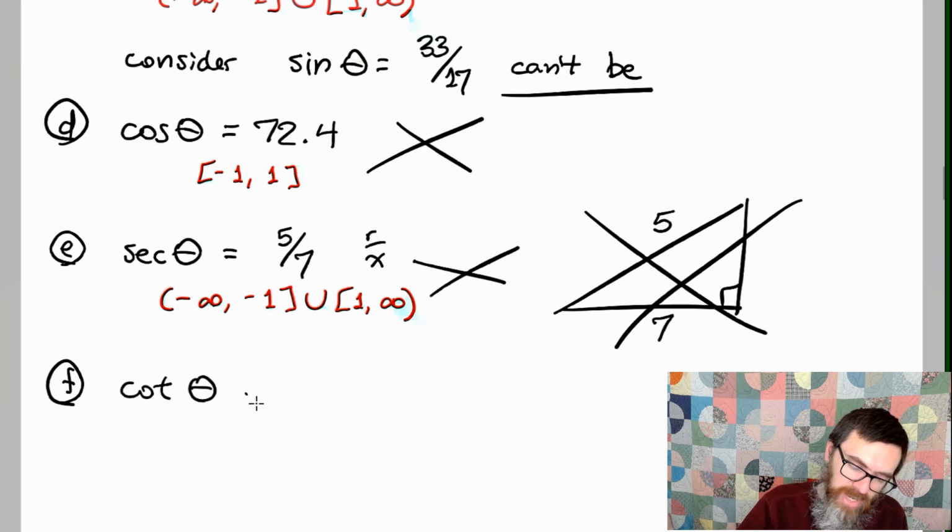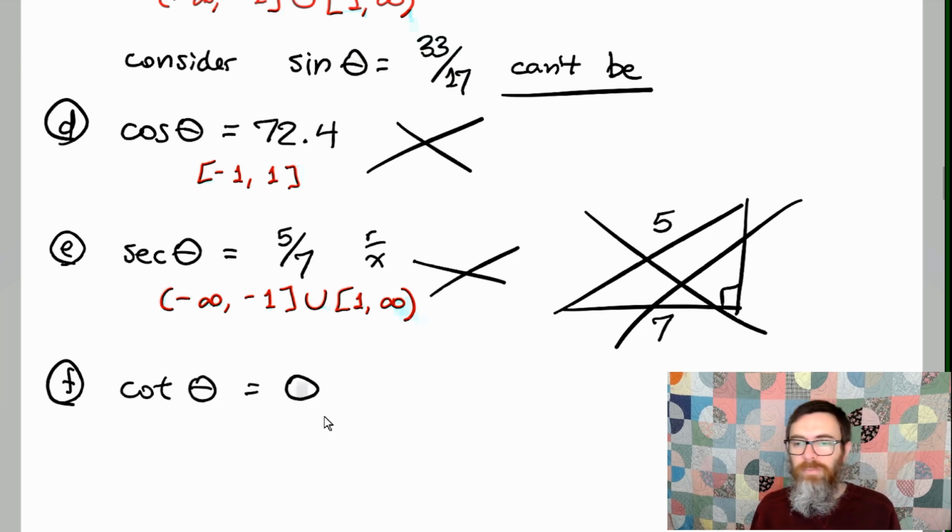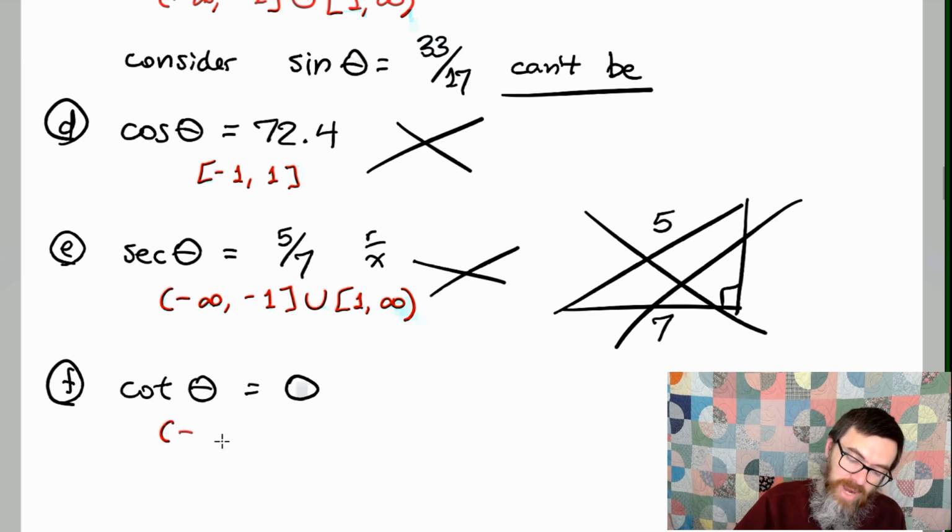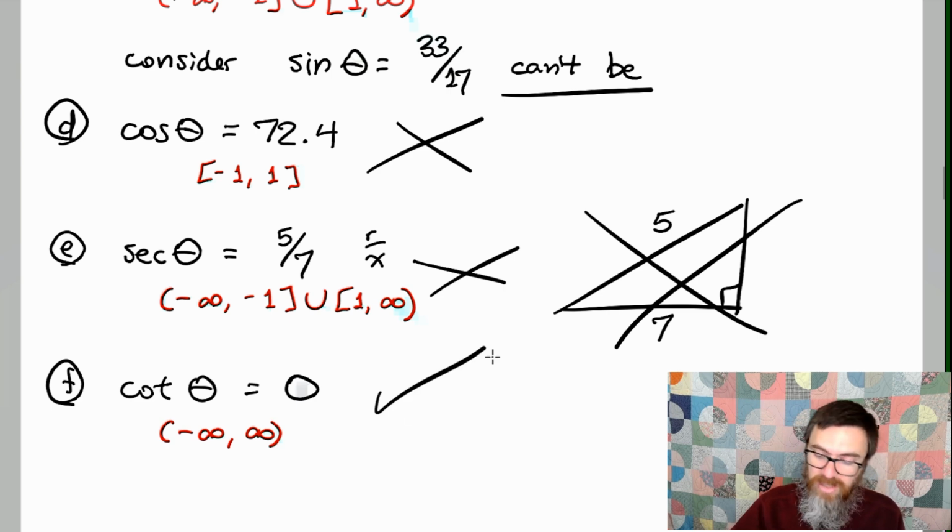Finally, can the cotangent equal 0? Well, since the range for tangent and cotangent is all real numbers, yeah, that's possible. Not a contradiction whatsoever. So again, pay attention to what you're typing in, pay attention to the results and check to make sure that they make sense.